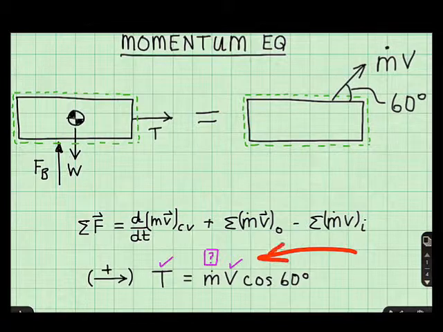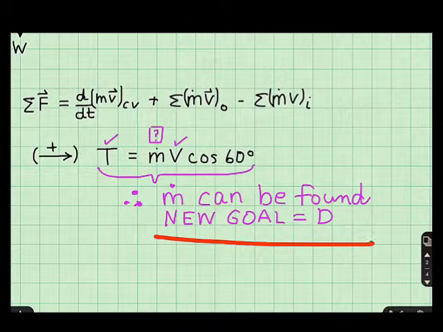Next, I do my term-by-term analysis shown here, and this reveals I have only one unknown, so I can solve this equation for m dot and find my first problem goal. And my second problem goal was to find the diameter of the jet, so I need to use a new equation for that. So here's my thinking. Mass flow rate can be found, and my new goal is d. And if I think about it, m dot is equal to rho A V, and A has diameter in it. I can use the flow rate equation to solve for my new goal.